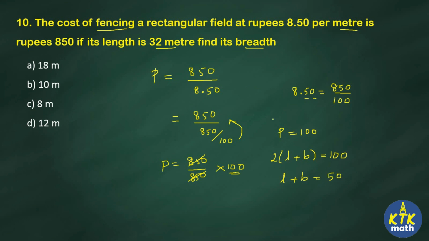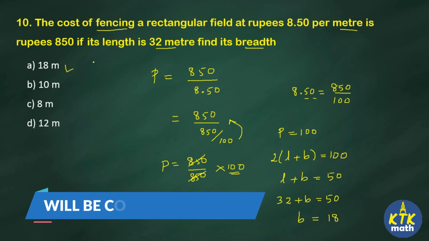Now substitute the value of length. How much length is given in the question? 32. So 32 plus B is equal to 50. So your answer is 50 minus 32, 18. So your answer for the last question is 18 meter, option A.